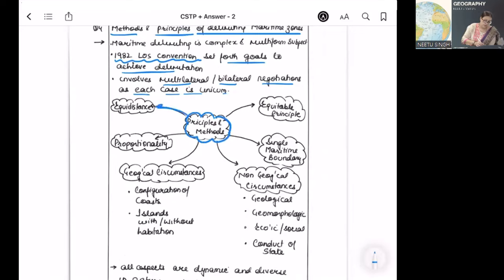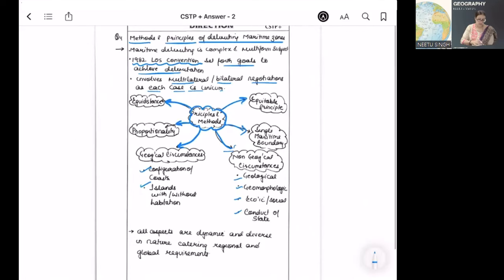You create out the snippet of information. Equidistant, proportionality, non-geographical, single maritime boundary, equitable principles. I have given some of the important points that can easily be enlarged. And automatically, it is giving you the excellent frame of the answer. Any dimension, you are not missed out with. And once you are not missed out with dimension, why will the examiner eventually cut your marks?